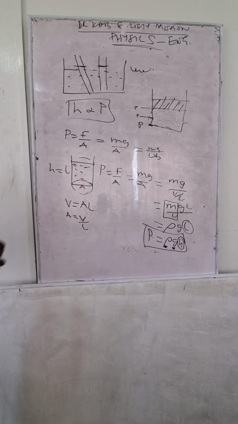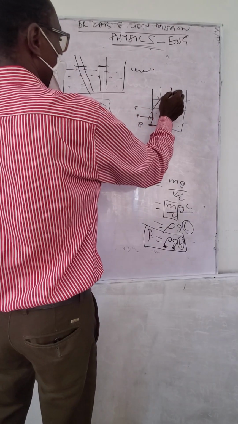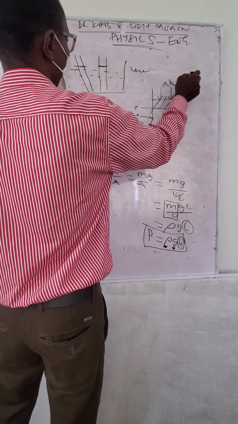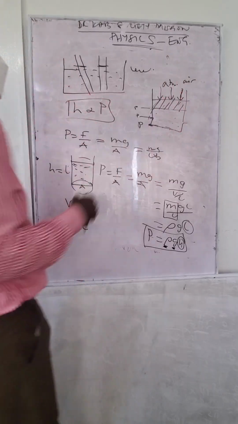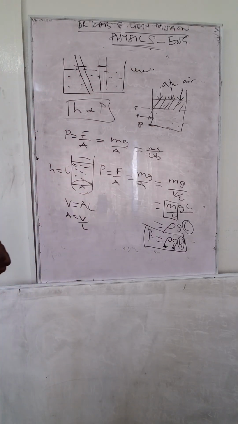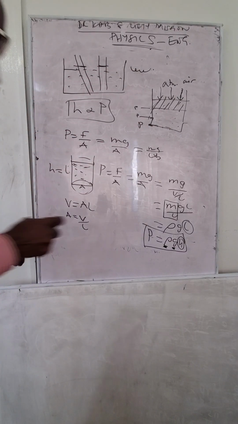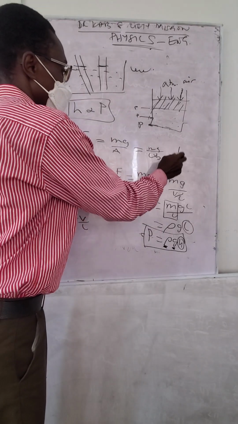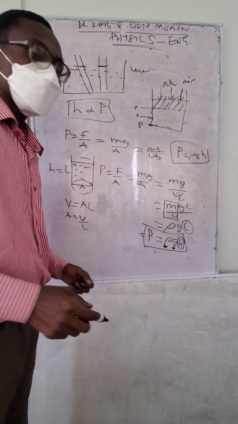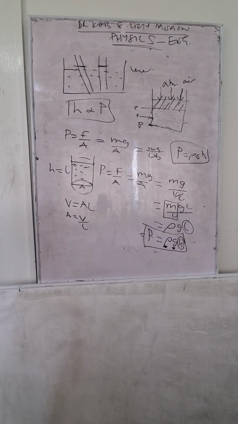Of course, the atmosphere is also exerting pressure on this. That's what I want you to remember. The atmospheric pressure from air is acting on it. So this column is what we're going to have. And pressure is equal to rho times gravity times height. That's pressure in fluids. Okay, that's it.